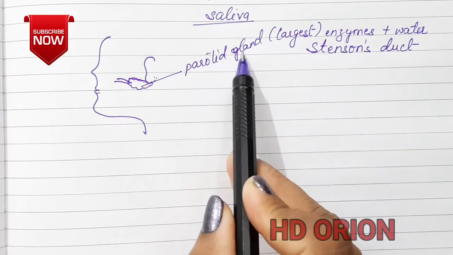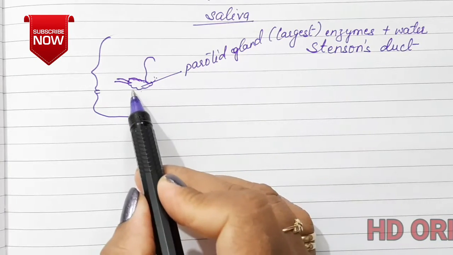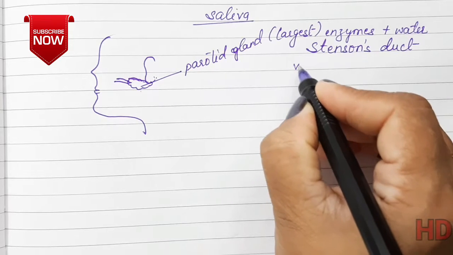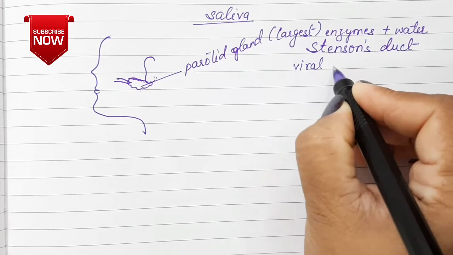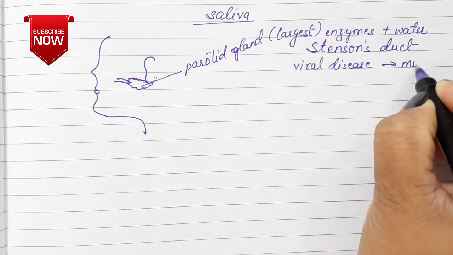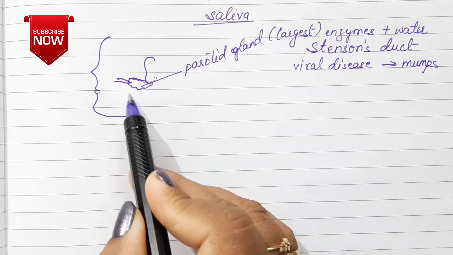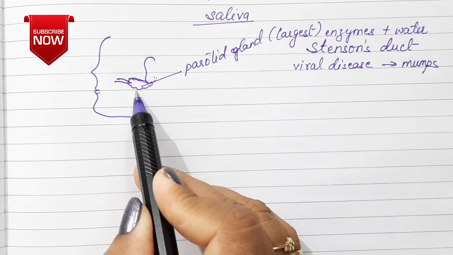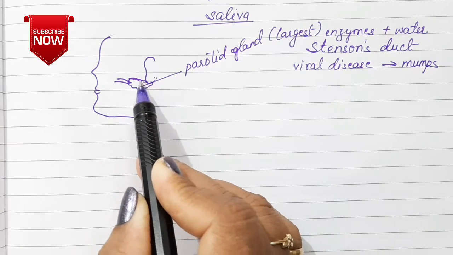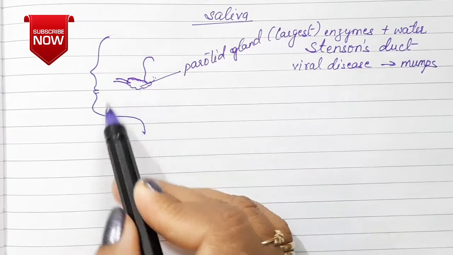When this parotid gland gets infected, especially virally infected, then this gland swells up, causing a viral disease known as mumps. So, this gland actually swells up. This is a viral infection of this particular gland. So, this is present over here and the duct is known as Stenson's duct.